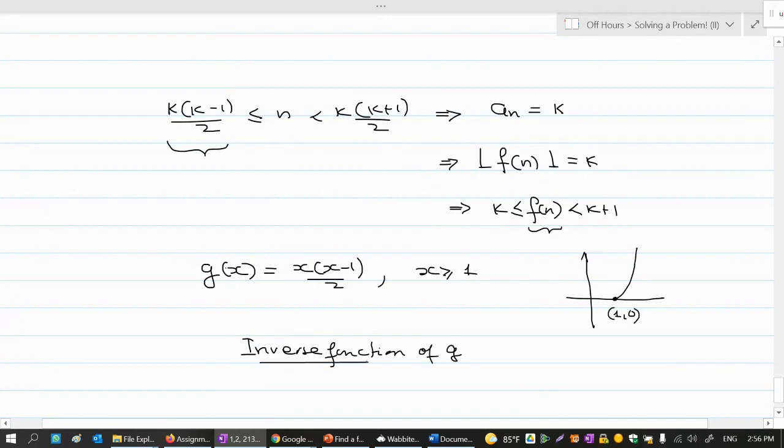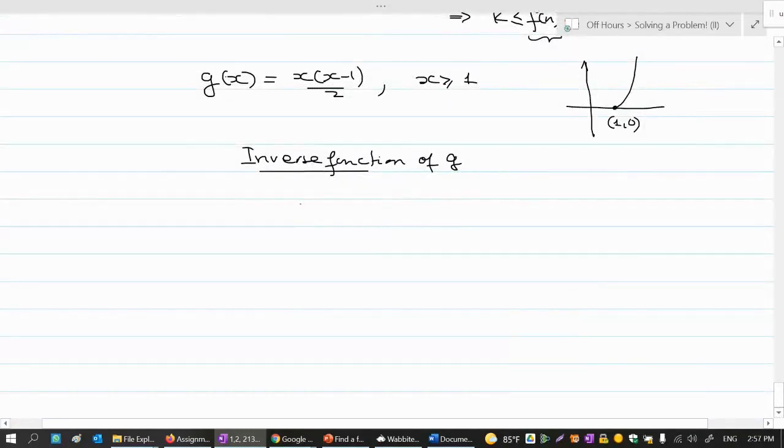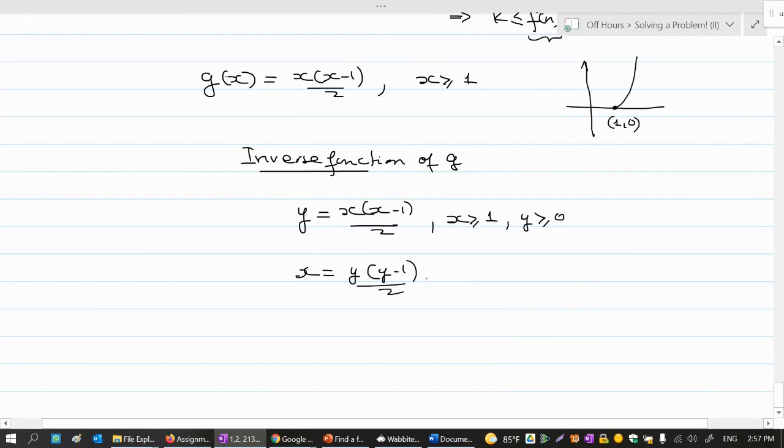How can we do that? Well, you know the procedure from pre-calculus or college algebra, if you have taken any of these classes. First, you replace g of x by y. y is equal to x times x minus 1 divided by 2, where again we know that x is greater than or equal to 1, and we can also easily see that y is greater than or equal to 0. Now we are going to interchange the x and the y. The x is y times y minus 1 divided by 2. And of course, we have to interchange the inequalities now. So y must be greater than or equal to 1, and x must be greater than or equal to 0.